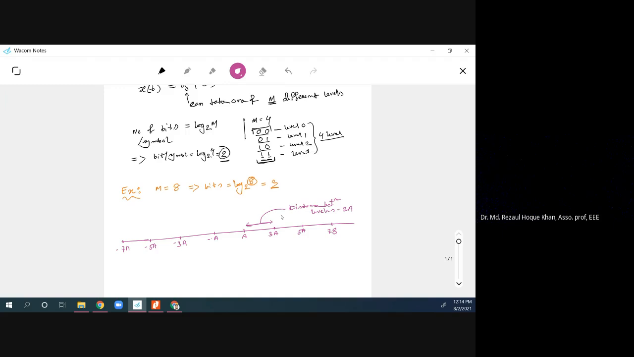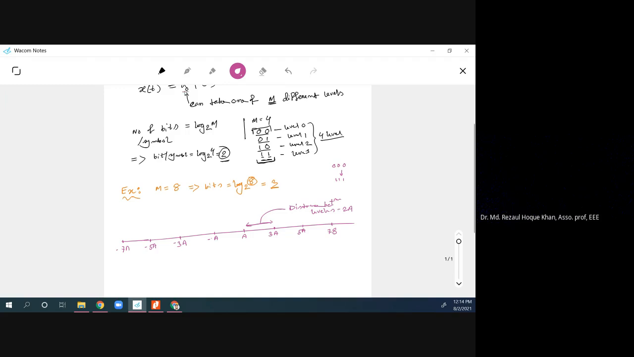Right. So we consider M equals 8, 8 levels. We need 3 bits. It starts from 000 up to 111. So 8 levels will be there. Here these are our 8 possible levels. In this example, we assume the spacing between levels is 2A.